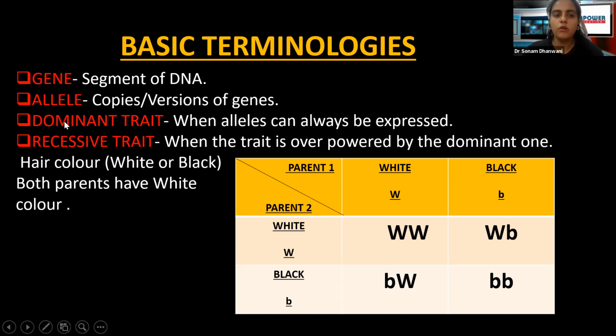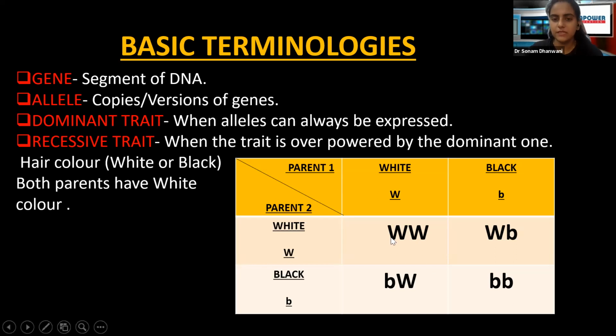Okay. Now, what is a dominant trait and what is a recessive trait? For example, say if two parents have white color hair, and the child is also having white color hair. That means white color is a dominant character. Dominance means it stands out in front of anything else. And recessive is the opposite of dominant. Meaning it falls short in front of the dominant one. That is recessive. Okay?